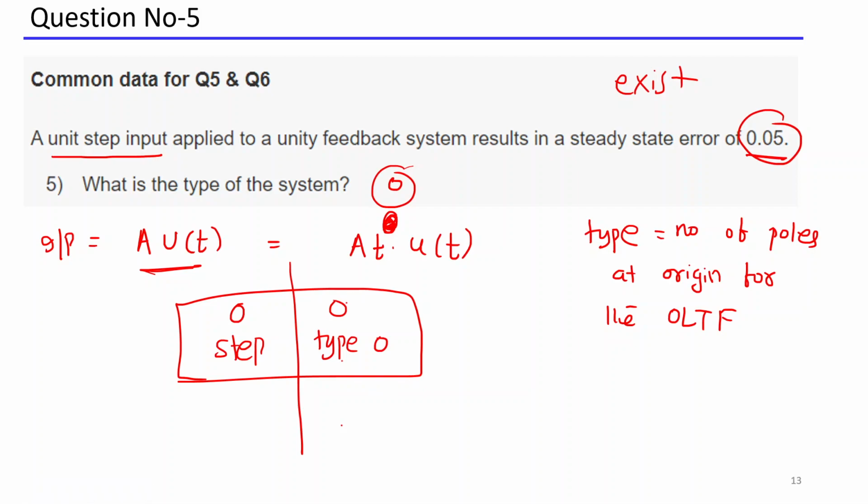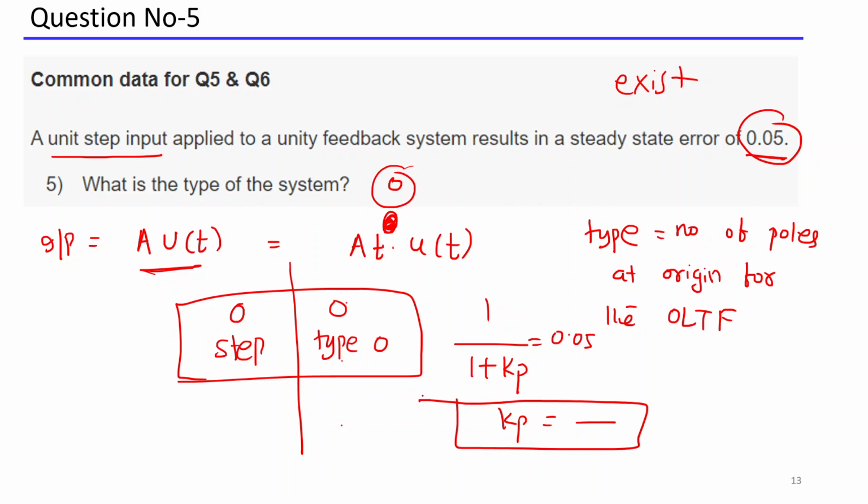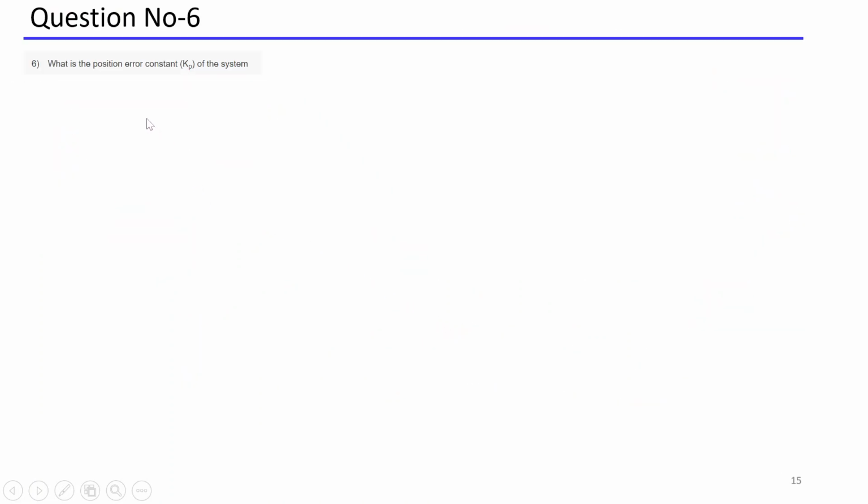Yes, sir. Clear, sir. Next, you just use the formula because it's a step input. So 1 divided by 1 plus Kp. Error is given as 0.05. Unit step is given, so A equals 1. So what is Kp? You need to find out the Kp. That's the question. What is the position error constant Kp? So you need to find out Kp. Got my point?